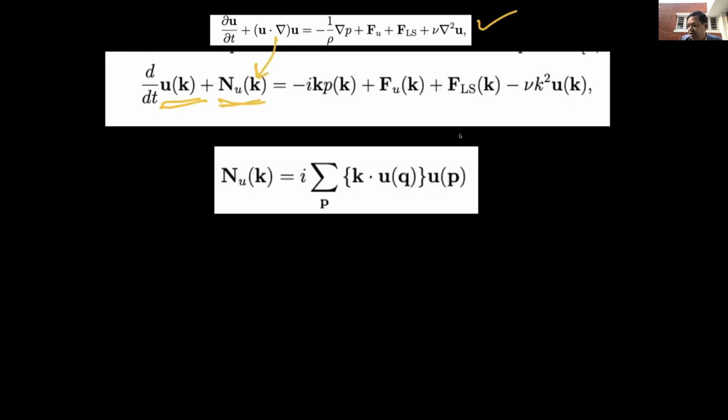We convert it to Fourier space. So I just do a Fourier transform. The nonlinear term is coming from here, and that becomes a convolution in Fourier space. This is a convolution. Now, this is the equation for the velocity field.